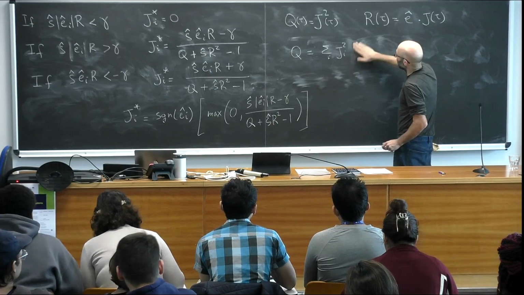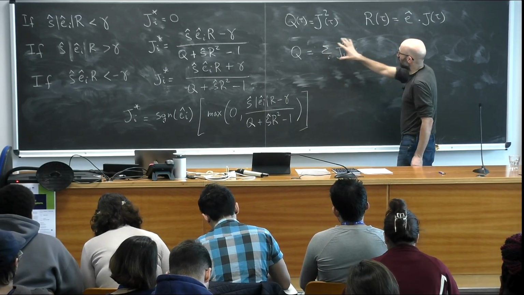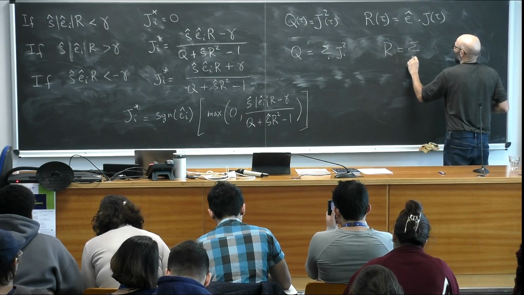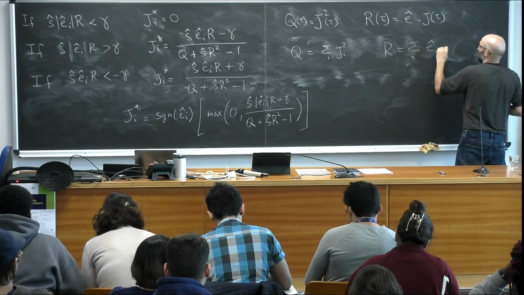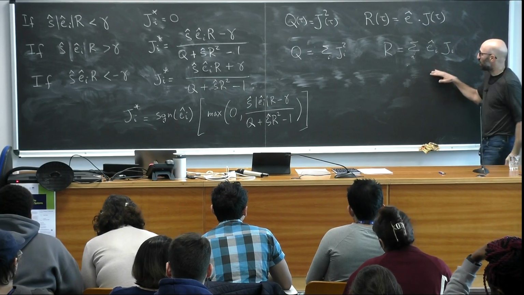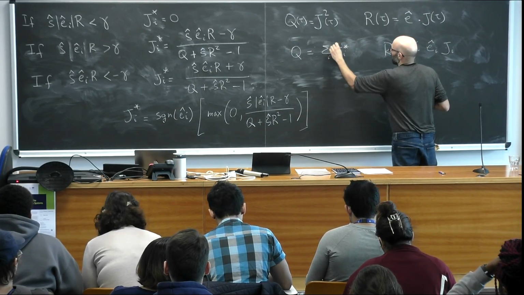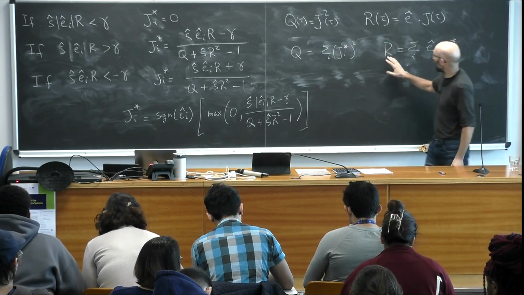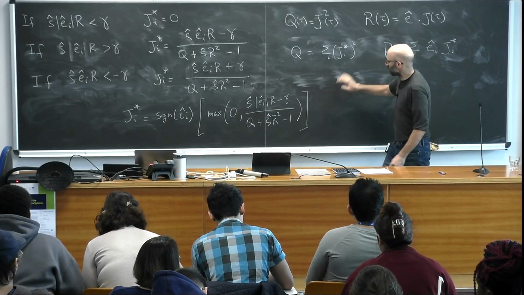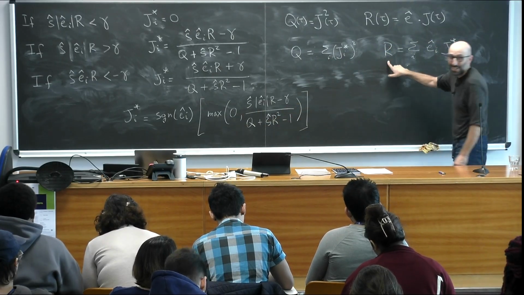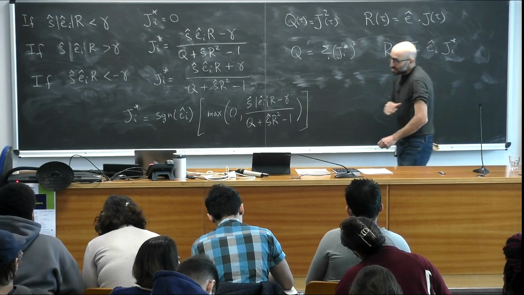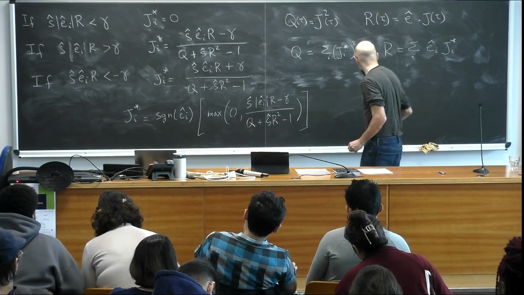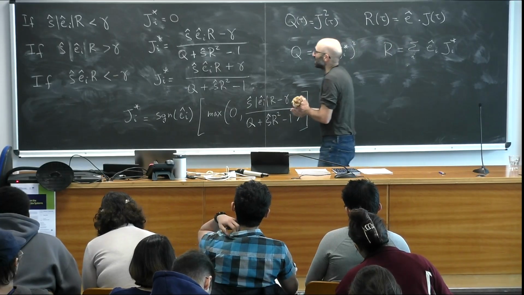So maybe I will not rewrite everything here, but you can put this here, and you can write R equal to the sum over i of E_i times J_i, with J equal to J star, so in the fixed point. So you see that you get two self-consistent equations for R and Q. You get Q as a function of Q and R, and you get R as a function of Q and R. Okay, but you cannot really solve this in general.